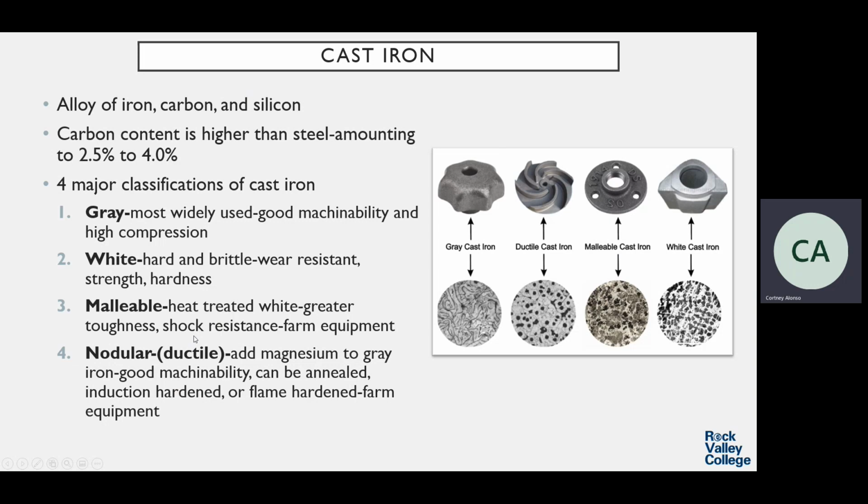Heat-treated, white grade toughness, shock-resistant farm equipment. And then you have white cast iron. All of these are used for different types of things, different uses. For example, here it's not used for farm equipment. Here you have gray, which is typical for machinability and high compression. So just an understanding of what these are.